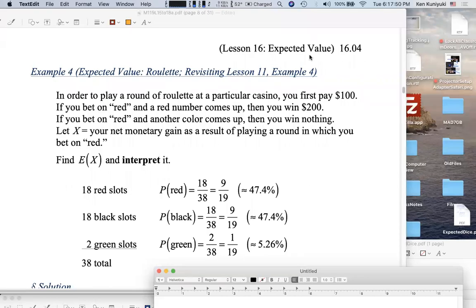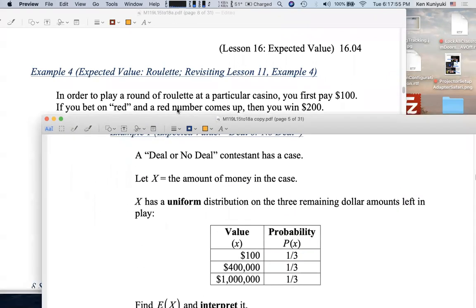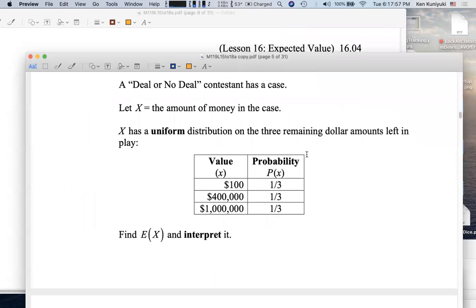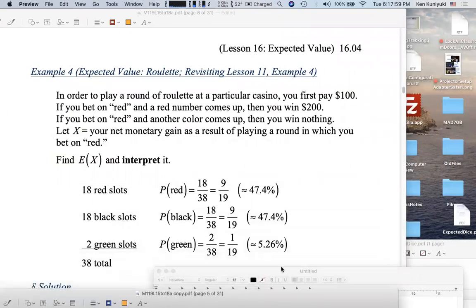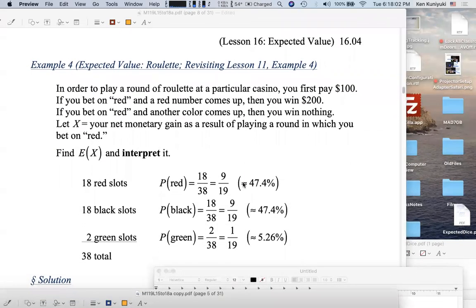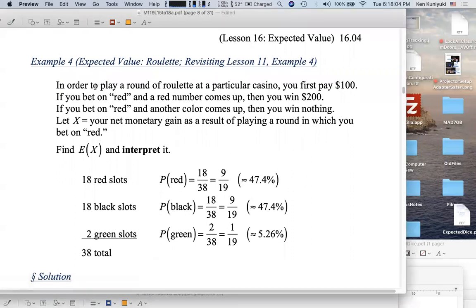Hi everyone, let's do a roulette example where we have to come up with the distribution table, unlike in example 1 where it gave the table to you. Let's figure this out. So let's say that in order to play a round of roulette at a particular casino, you first pay $100. If you bet on red and a red number comes up, that is if you win, then you win $200. If you bet on red and another color comes up, then you win nothing.